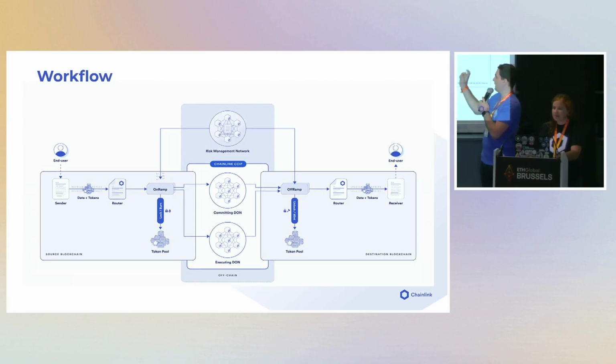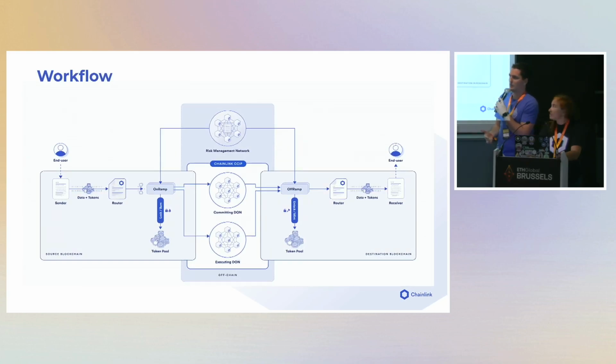If blessed, that's good. That's what we want. When we see a blessed signal, the executing DON will interact with the off-ramp contract to mint or unlock the appropriate, the same amount of tokens on the other side, and then the router will just deliver the message. So that means for you, if you want to limit who can call your CCIP receive function, you can put a modifier to say that only the router can call it, and that's pretty much it.